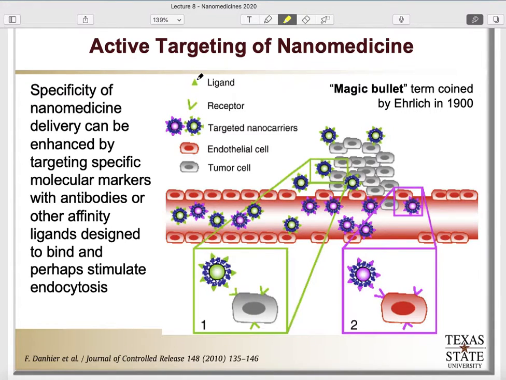Those, again, would have high affinity to a protein on the surface of the cancer cells, which is known as a receptor typically. Those receptors would have to be highly expressed, or what we know as overexpressed, on the surface of the cancer cells, such that we would have some preferential interaction with the cancer cells versus other cells that might be in the vicinity.